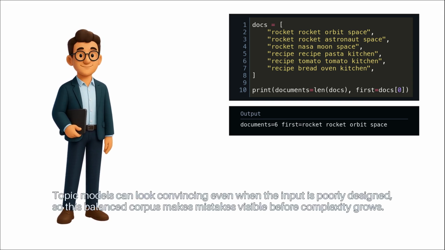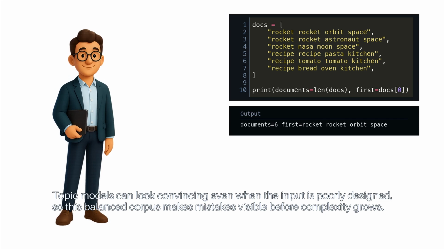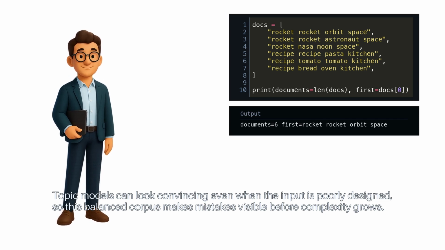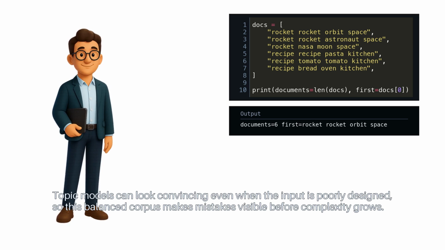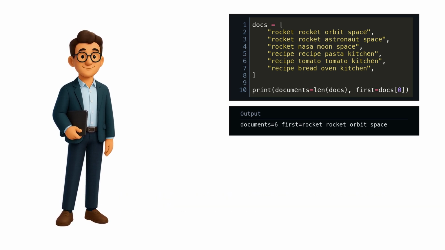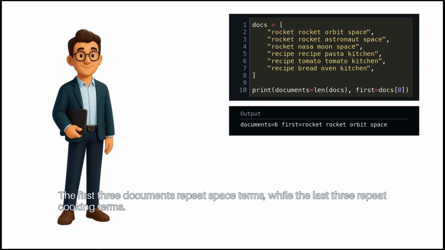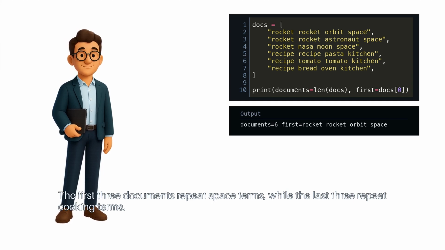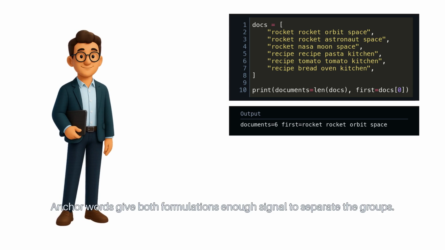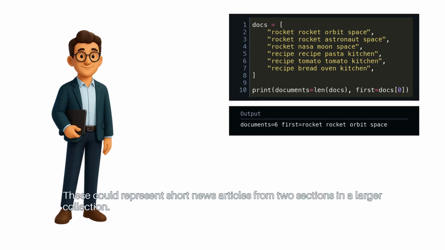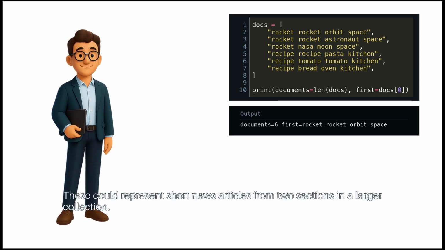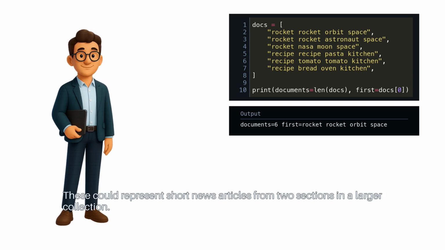Topic models can look convincing, even when the input is poorly designed. So this balanced corpus makes mistakes visible before complexity grows. The first 3 documents repeat space terms, while the last 3 repeat cooking terms. Anchor words give both formulations enough signal to separate the groups. These could represent short news articles from 2 sections in a larger collection.